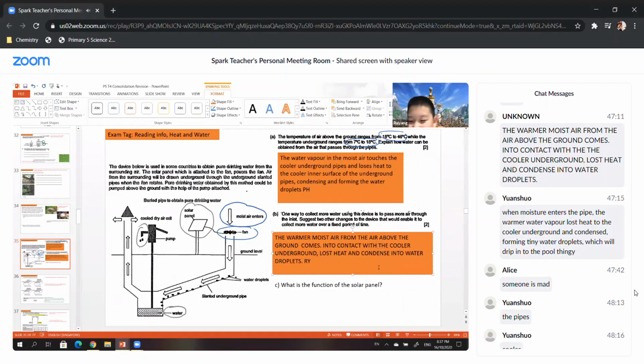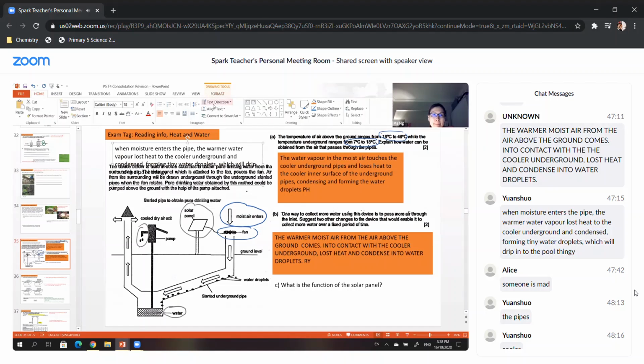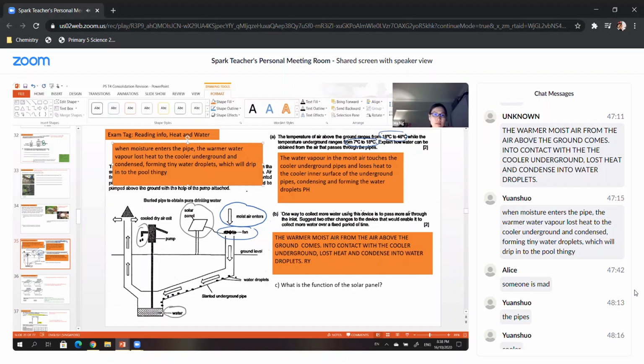Cooler underground. Apparently it is cooler. Condensed. Wrong. It's not grammar. It's not the ground that is cooler. You guys are not looking at the picture. I kept stressing the importance of reading the pictures. And sure, you said the pipes. Exactly. Do you want to change your answer?